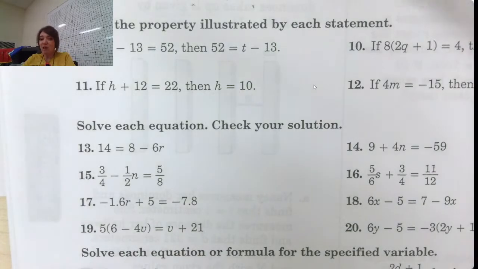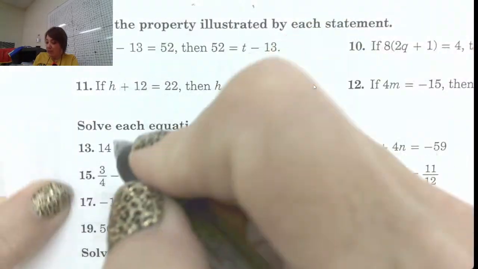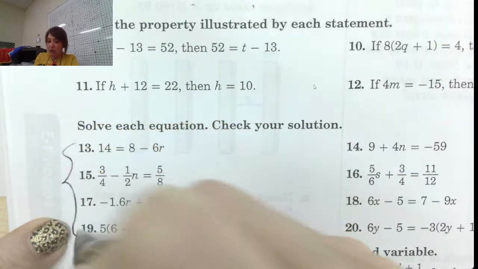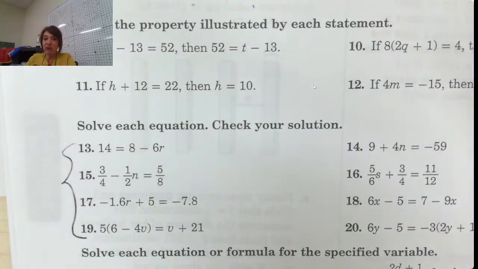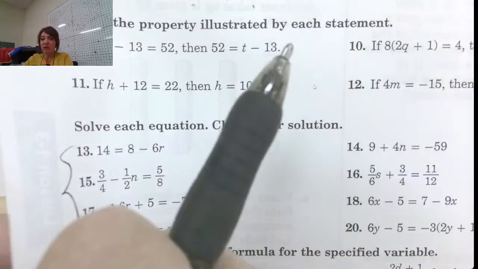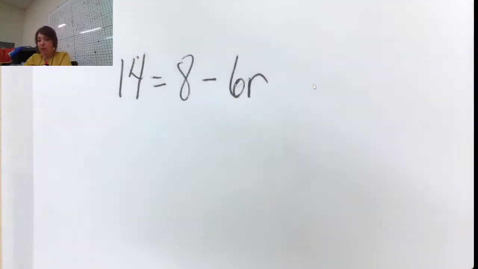Okay, let's solve some problems. So we're going to work on these odd problems right here. We're going to work on those and see what we can solve on them. You may want a calculator based on some of those numbers being weird. So we're going to start with number 13, which says 14 equals 8 minus 6r. Oh, you're right. Thank you, Jordan.